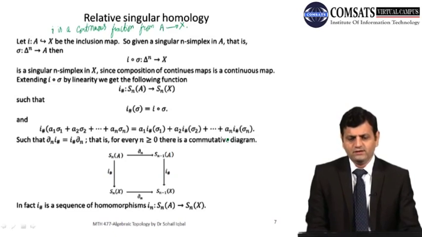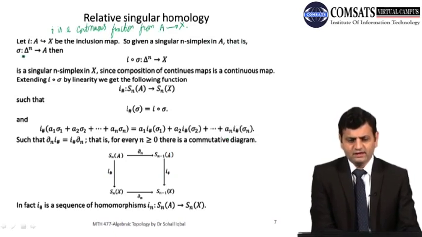So let's see how this is possible. Consider a chain in A, an n chain in A. So this sigma is an element of Sn of A, because this is a continuous function from the standard n simplex to A, so definitely an element of Sn of A, which is the free abelian group of n chains.